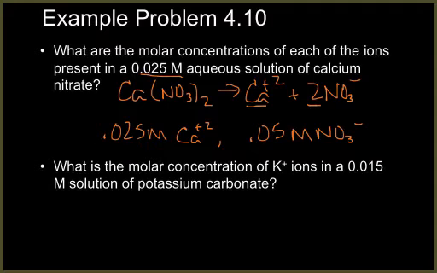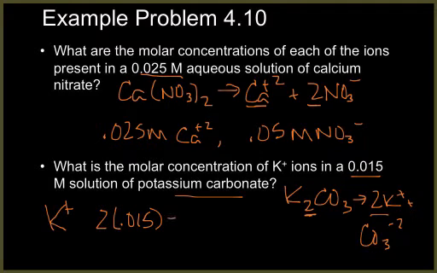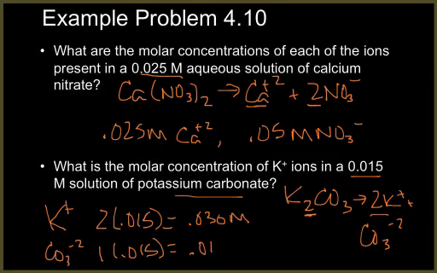Okay, my next example is potassium carbonate. If I have a 0.015 molar solution of potassium carbonate, I have K2CO3. When that dissociates, I get 2 K+, again because of that 2 there, plus CO3 2-. To find my concentration of K+, I take 2 times 0.015, which gives me 0.030 molar K+. For CO3 2-, there's only one of those, so it's 0.015 molar CO3 2-.